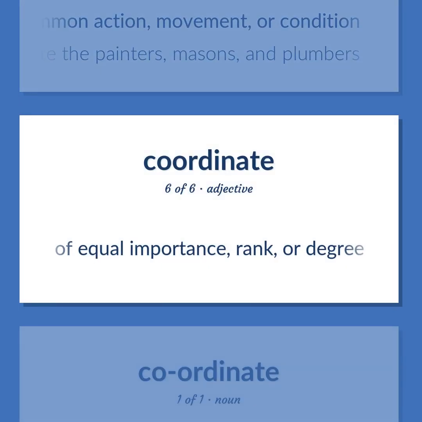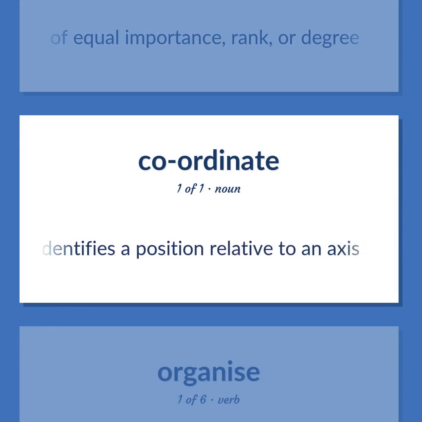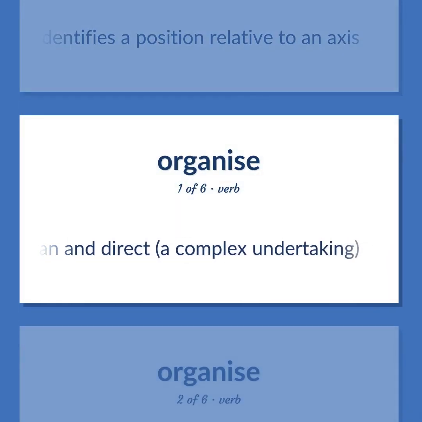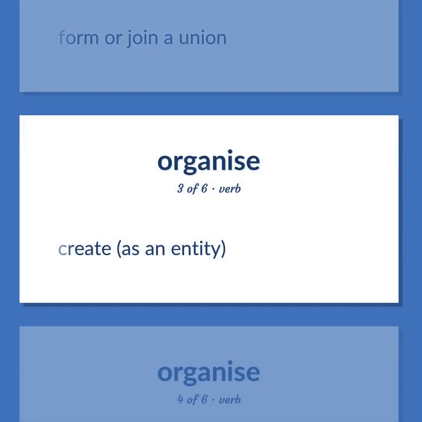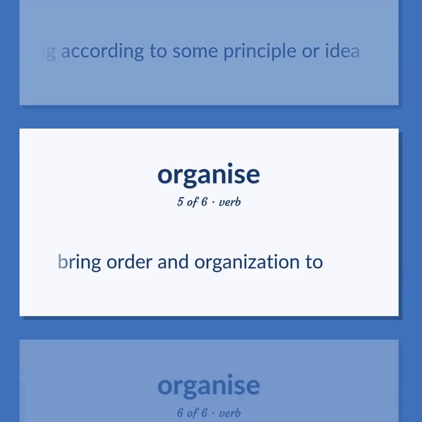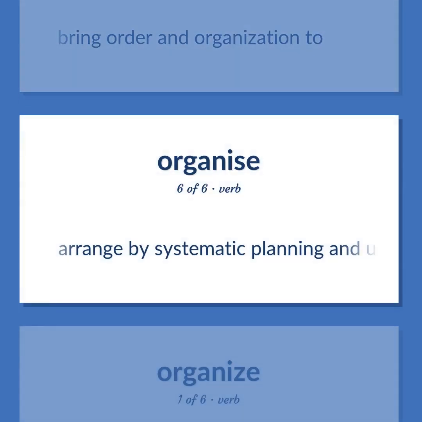Of equal importance, rank, or degree. A number that identifies a position relative to an axis. Plan and direct, a complex undertaking. Form or join a union. Create, as an entity. Cause to be structured or ordered or operating according to some principle or idea. Bring order and organization to. Arrange by systematic planning and united effort.